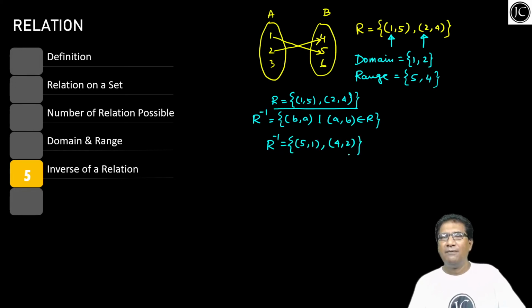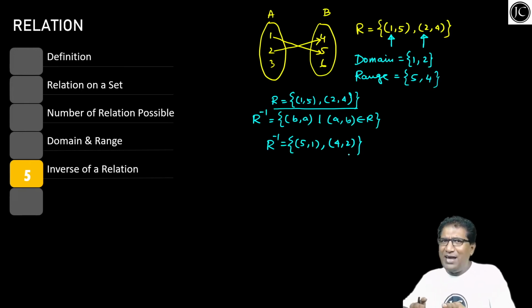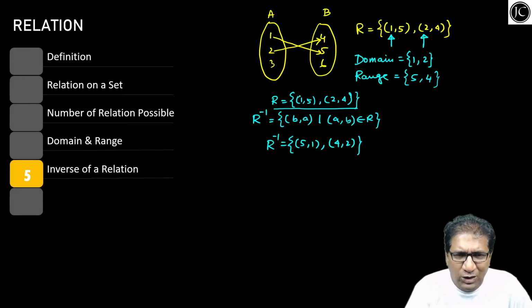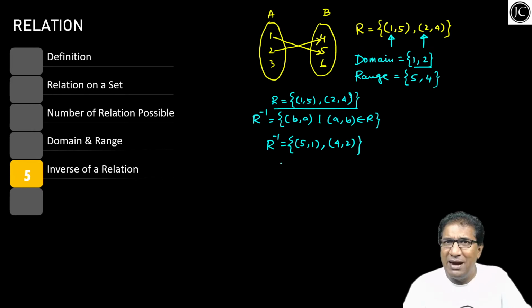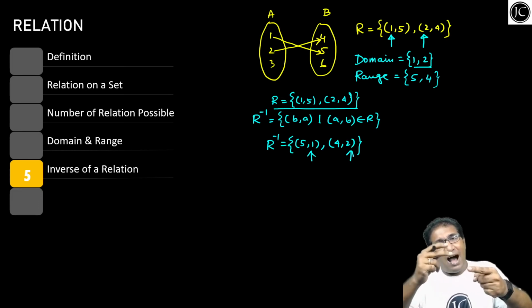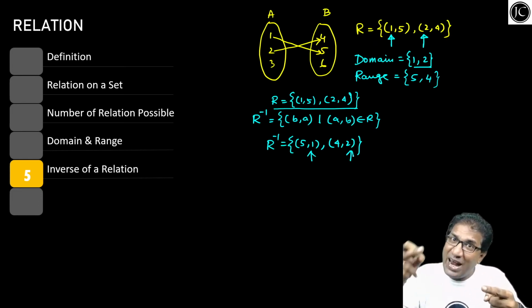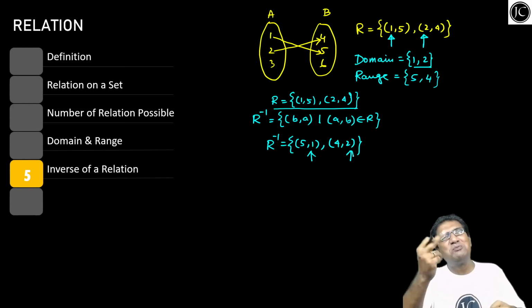That's it. मतलब क्या हुआ बोलो तो बच्चों? R में जो डोमेन था, वो अभी R इनवर्स में क्या हो गया? वो रेंज हो गया. देखो यहां पर मेरा डोमेन क्या था? 1 and 2. अभी R इनवर्स में मेरा रेंज क्या हो गया? रेंज हो गया 1 and 2. मतलब R में जो डोमेन था, R इनवर्स में वो रेंज हो गया, और R में जो रेंज था वो R इनवर्स में डोमेन हो गया.